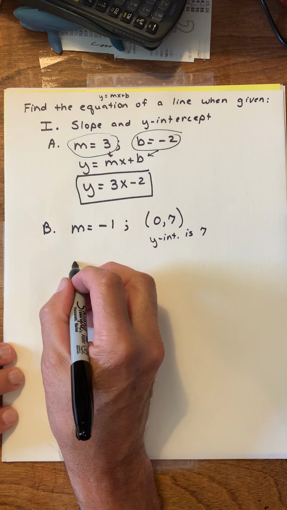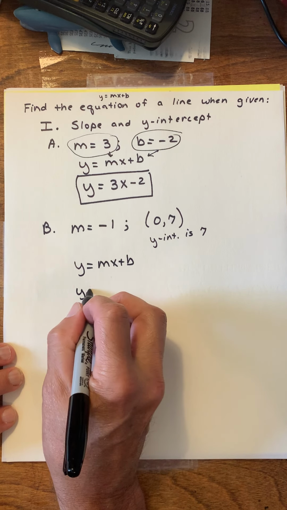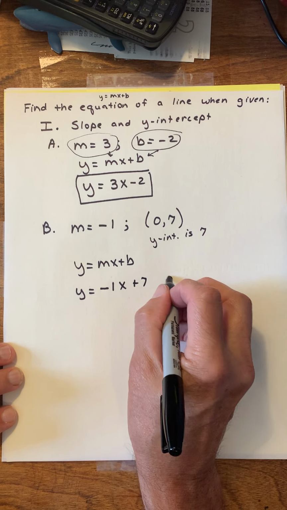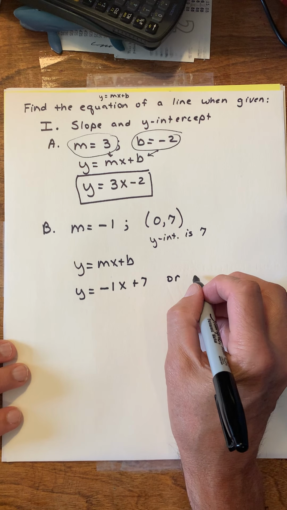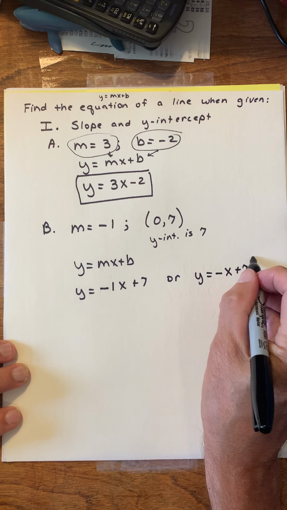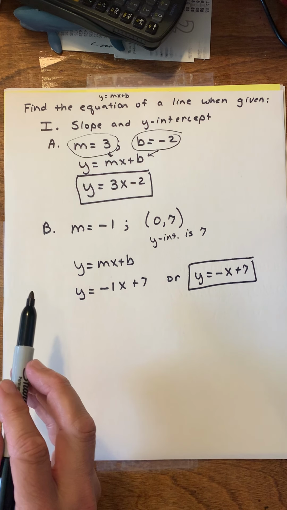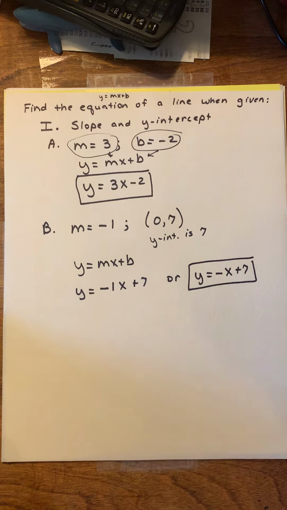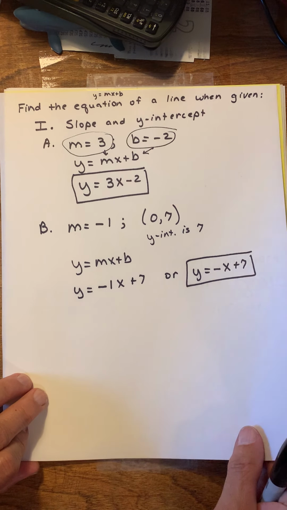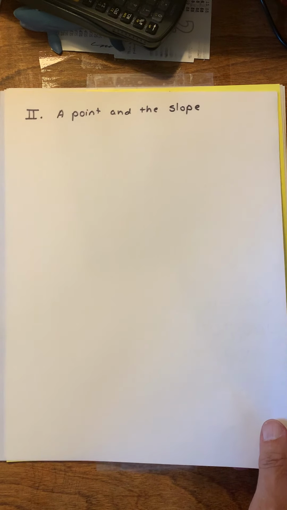So with that in mind, y equals mx plus b. y equals -1x plus 7. More commonly we write that as y equals -x plus 7. Hey, here's the first challenge. Find the equation of a line when given the slope and the y-intercept, and you go, hey, no brainer. I got it. Not a problem. All right, try this one.